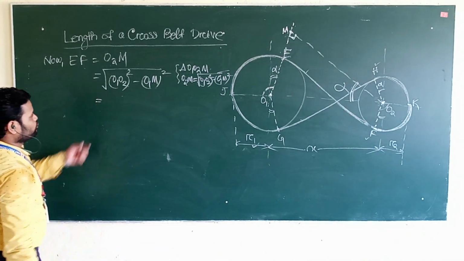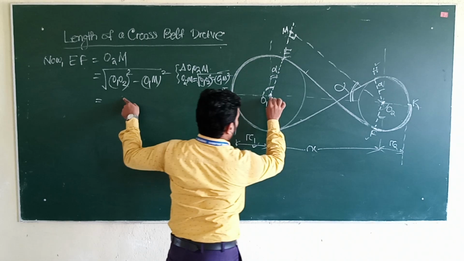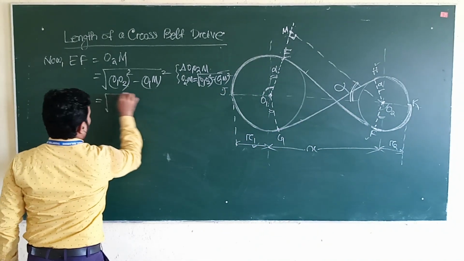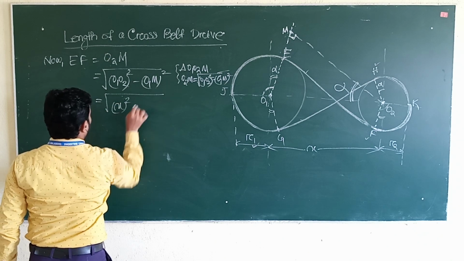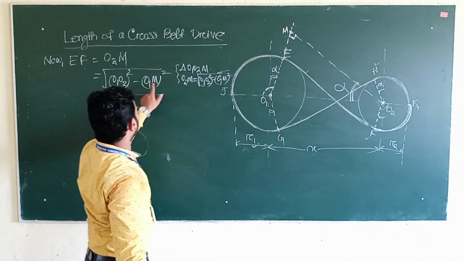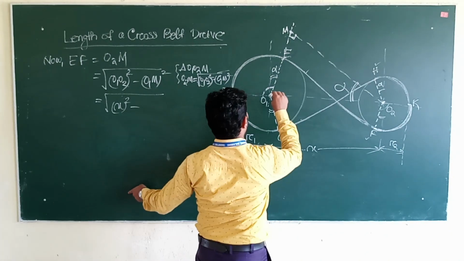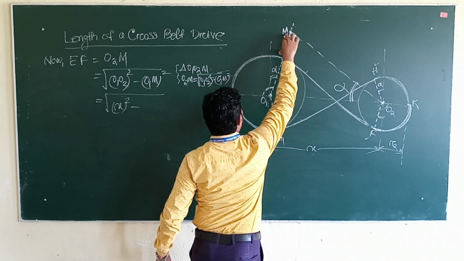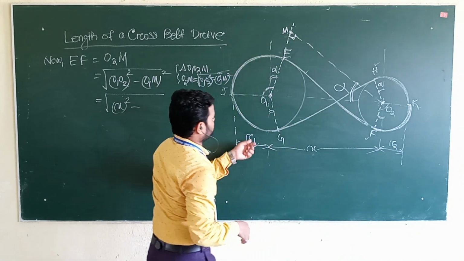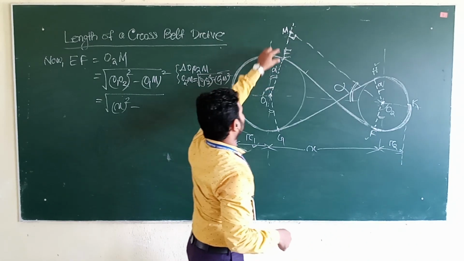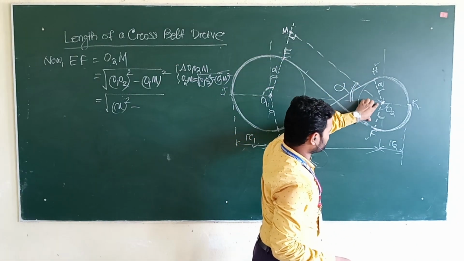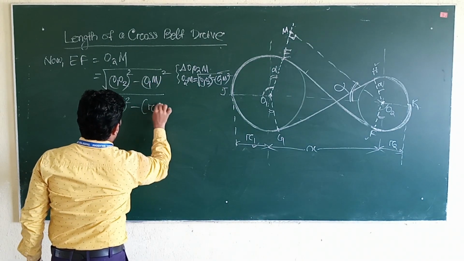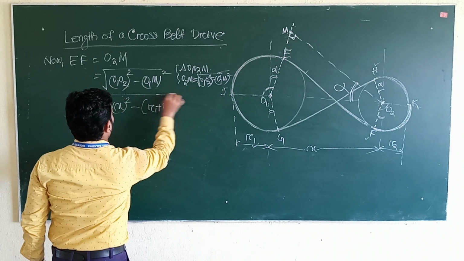Next, what is the value of O1 O2? Previously we have already known that the distance between O1 and O2 is small x. So here we can write x square minus, what is the value of O1M? Recently we have calculated O1M. O1M is equal to O1E plus EM. O1E is the radius of the larger pulley R1, plus EM, which is the radius of the smaller pulley R2. So in place of O1M we can write (R1 plus R2) square.